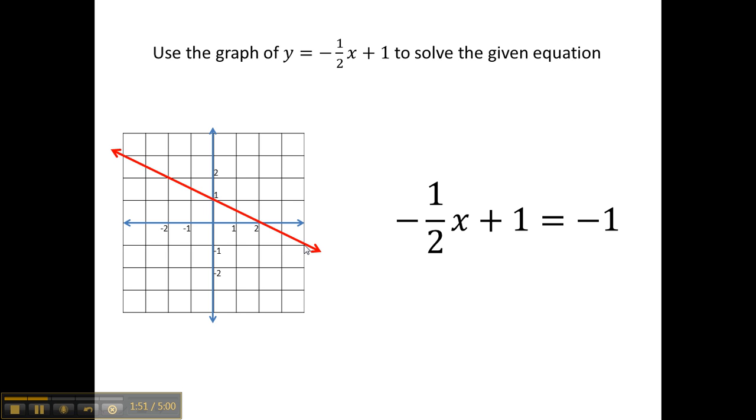So here's y equals negative 1, and we look to see where we are on the x-axis at that point. Well, here's 1, 2, 3, 4. At that point, we're at 4 on the x-axis. So the solution to this equation, which we find by using this graph, is that x equals 4.